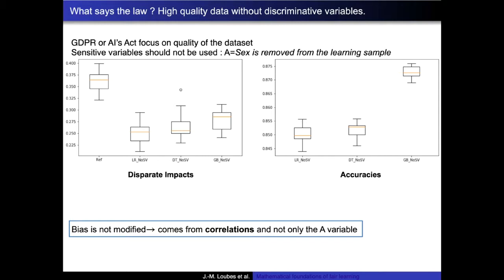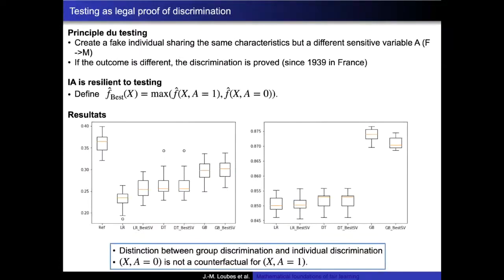And it's even worse, because if you are, for instance, a lawyer and you want to test the algorithm, what you will do is what is called a testing procedure. So what is a testing procedure? It's something which has been used for decades. In fact, the first proof of testing to detect discrimination is from 1939.